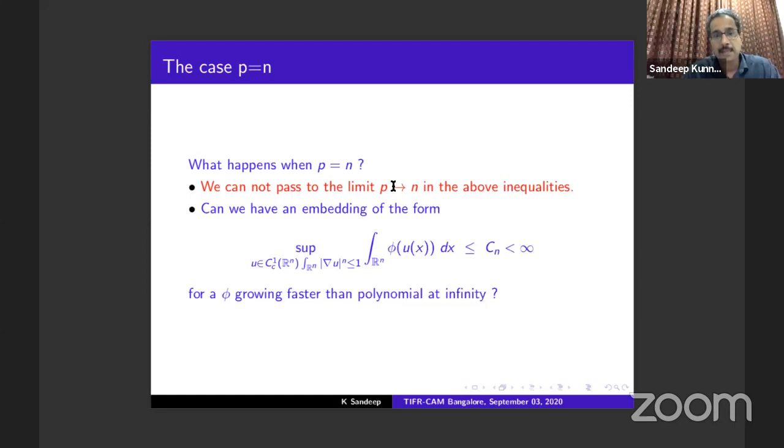Because as p goes to n, we saw that the constant goes to 0, so we cannot control the L infinity norm. In fact, you can show that it is not possible. It's not only that the constant goes to 0; you cannot control the L infinity norm using the L^n norm. So this is one option that we have, and can we have this type of an inequality?